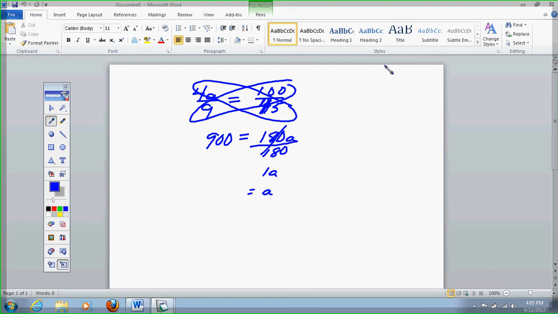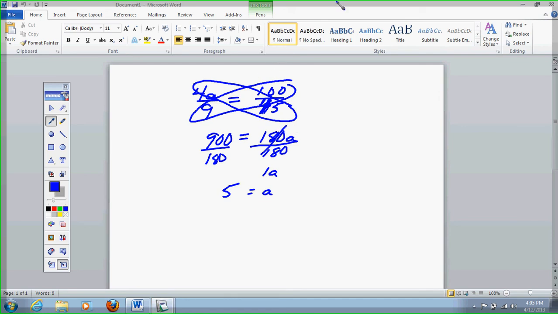And so I have to divide this side by 180. And so my answer is 5. A is equal to 5. So solving proportions, pretty easy. Just cross multiply and then divide. And that's it.